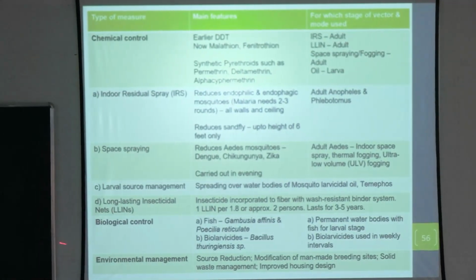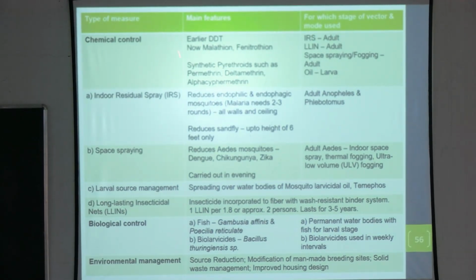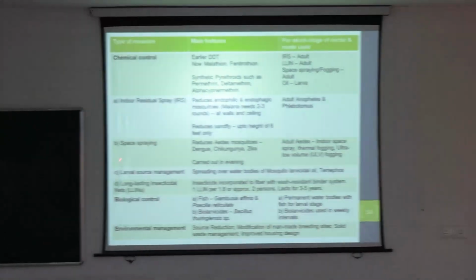Chemical control হয়, biological control হয়, environmental control হয়. Chemical control কি করা হয়? IRS, indoor residual spray দিয়ে হয়, space spraying হয়, larval source management মানে larvicides, and long lasting insecticidal nets. Biological control কি দিয়ে হয়? Gambusia fish দিয়ে, আর biolarvicides like Bacillus, some form of bacteria are there. And then there is the environmental management. How? By source reduction, modification of breeding sites, solid waste management, improved housing design. In this way you are doing the environmental modification as well to prevent the vector-borne disease.